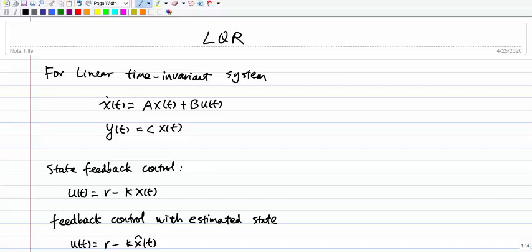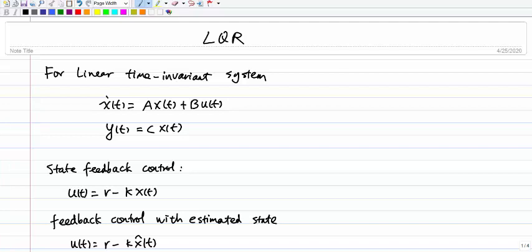In this video, I'm going to talk about LQR, which is the linear quadratic regulator. In the previous lectures, I talked about how to design the state feedback control for a linear time invariant system, and also, if the state is not available, how to design the state estimator and use the estimator in the control design. In this video I talk about the case where we have the problem of how to select the optimal gain under a certain metric. That's called the LQR problem.